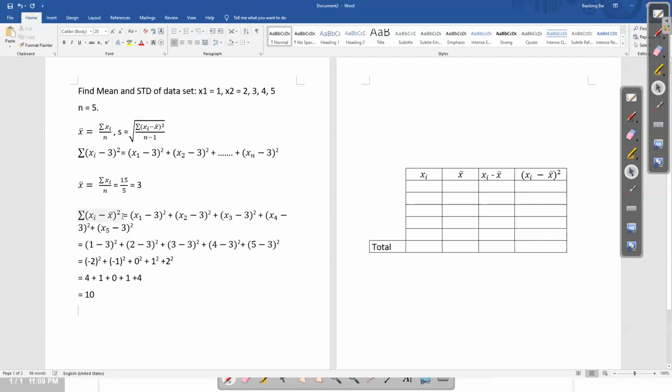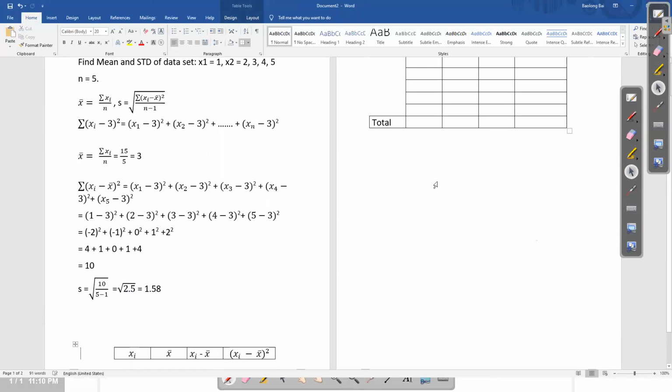So once you know this sum of xi minus x bar square, now if you look at the standard deviation calculation, the top summation is just calculated to be 10. And the sample size n will equal 5. So this will equal the square root of 10 divided by 4, 2.5, right? So then you can use your calculator to calculate very quickly. So it will be 1.58. Right? So that's the process of calculating standard deviation.